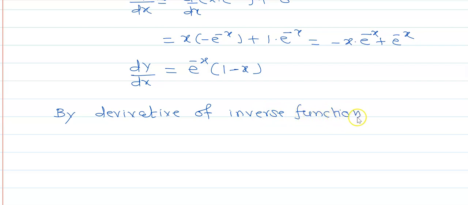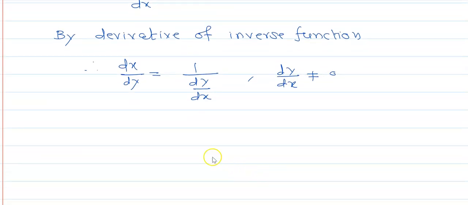Okay, therefore dx upon dy is equal to 1 upon dy by dx, where dy by dx is not equal to 0. Substitute the value, then you will get 1 upon e raised to minus x in bracket 1 minus x bracket complete, and this is the dx upon dy.